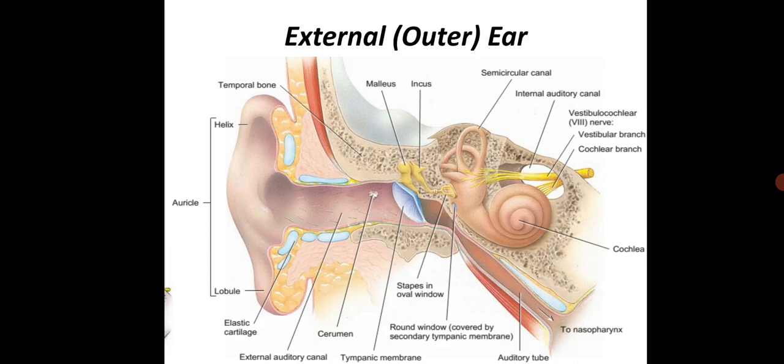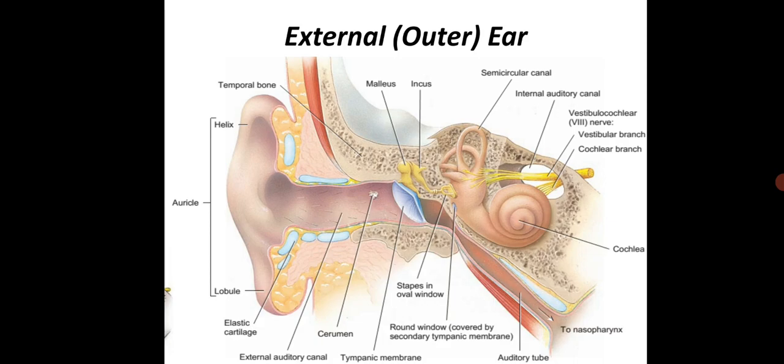The tympanic membrane you can also call the eardrum, right, and this specific eardrum is a thin and semi transparent partition. It is very thin, and it is a semi transparent partition which separates the external auditory canal from the middle ear.